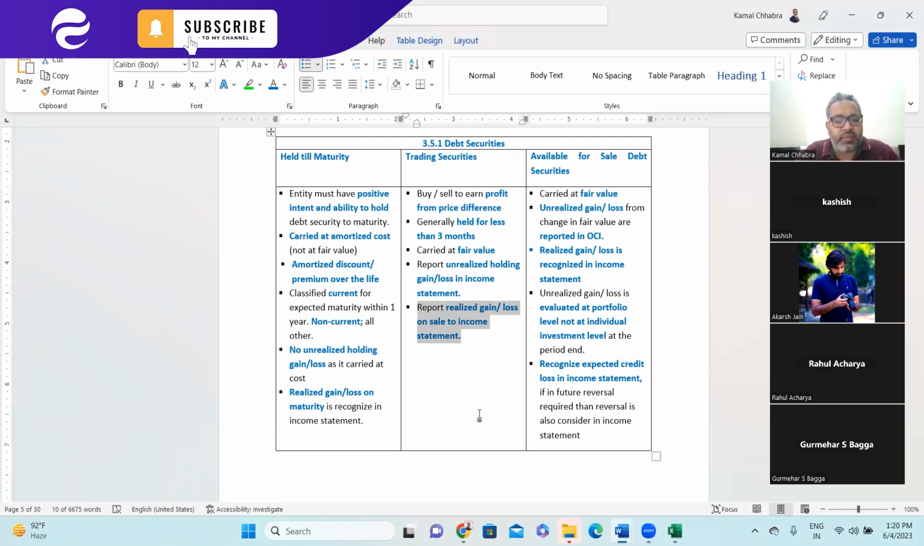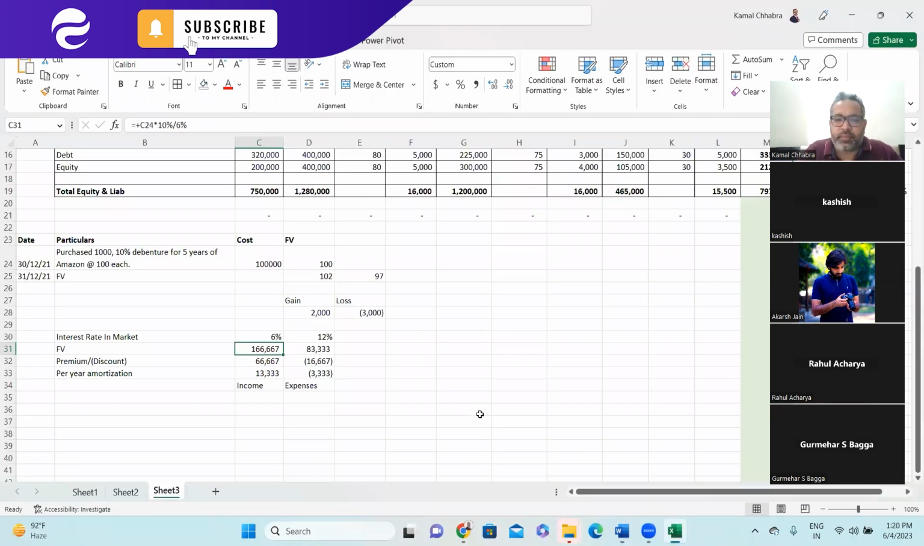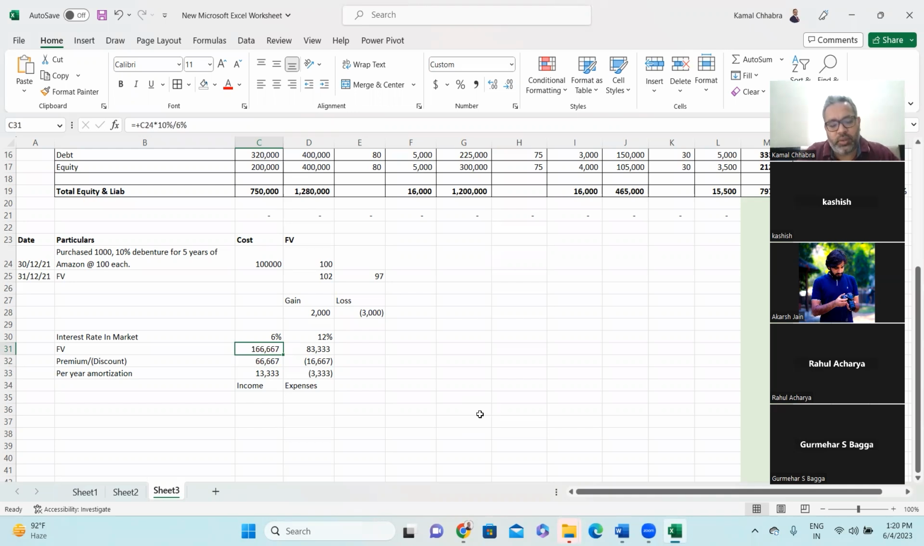Very good point, Ayush. Sir, how did we do the fair value calculation? Tell us once. This one? You used a formula. Yes. So what I'm saying is, you are purchasing 1,000 debentures at a 10% interest rate for a period of 5 years, and the book value is $100. So the book value of 1,000 debentures is $100,000. But if the market interest rate is 6% and you are getting 10%, what will be the fair value of that debenture?